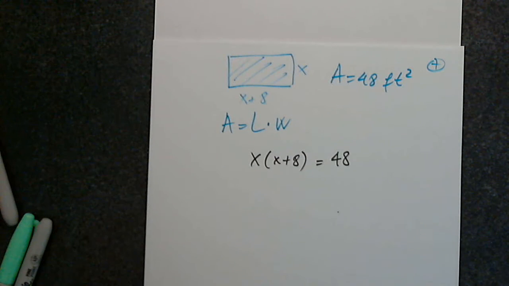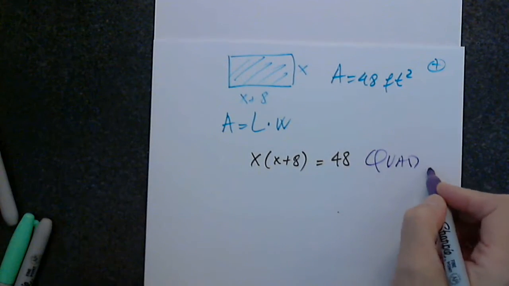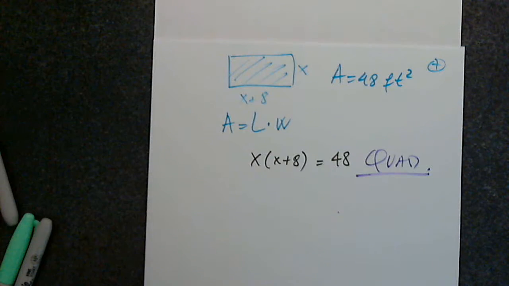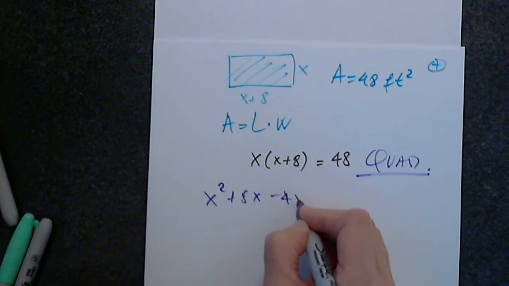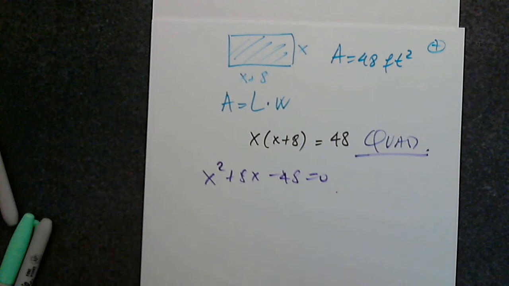What type of equation is it? How do we solve it? Very good, quadratic. How do we solve it? Very good. X squared plus 8x minus 48 equals 0. We have 4 methods. Which one is the easiest to apply here?